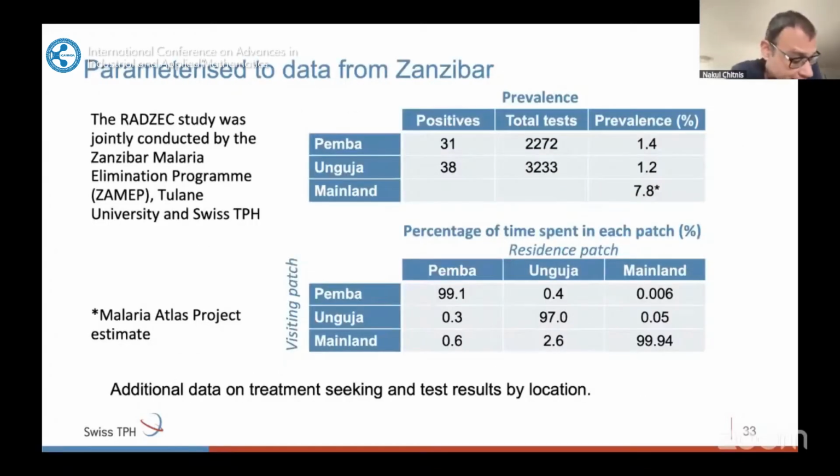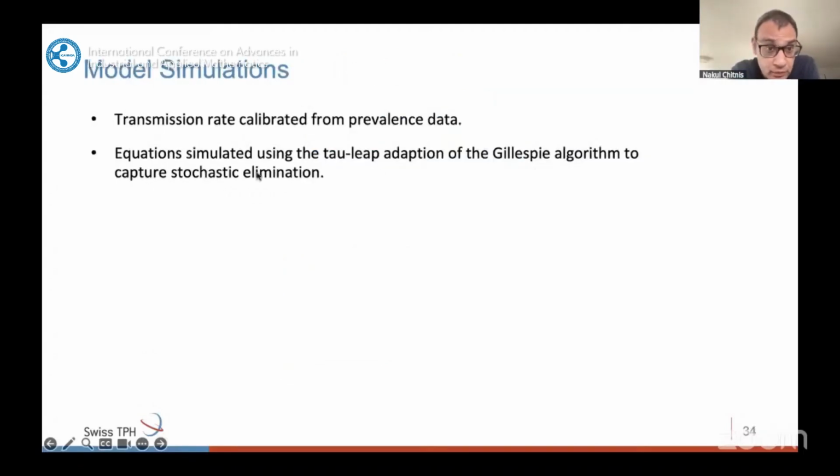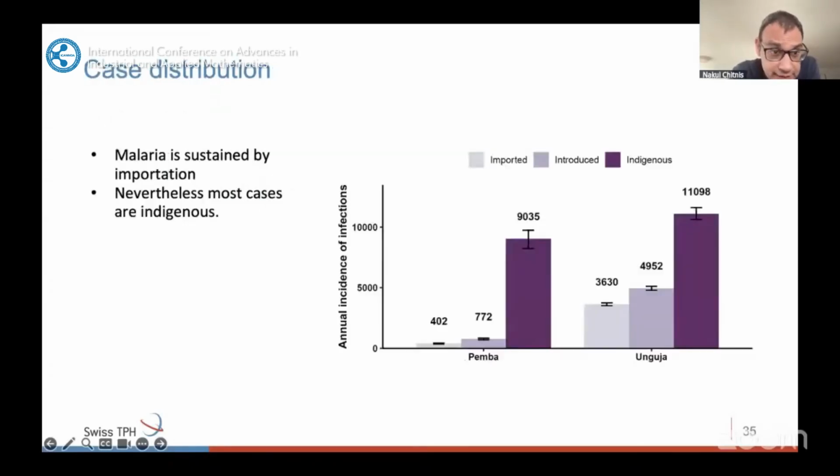We then parameterize, I'm going to run out of time soon, so we parameterize this model to data from Zanzibar based on how many tests we had. We calibrated the transmission rate from prevalence data, and then we simulated the equations using a stochastic model. So this was a Tau-Leap adaptation of the Gillespie algorithm to capture stochastic elimination.